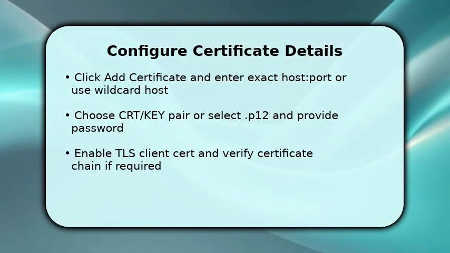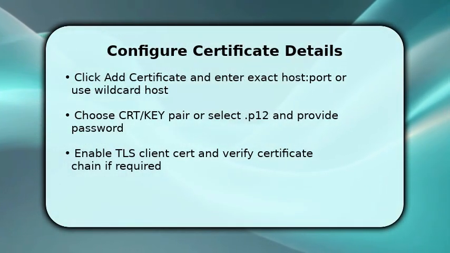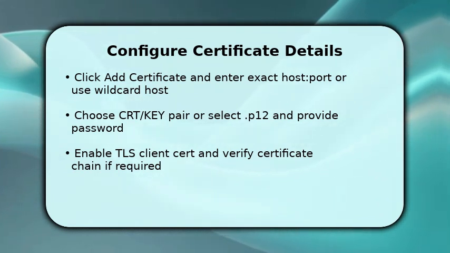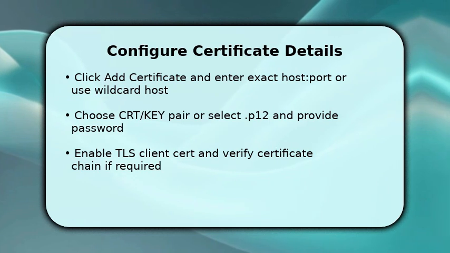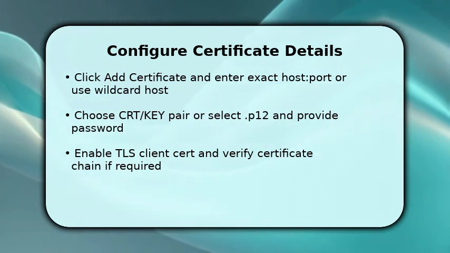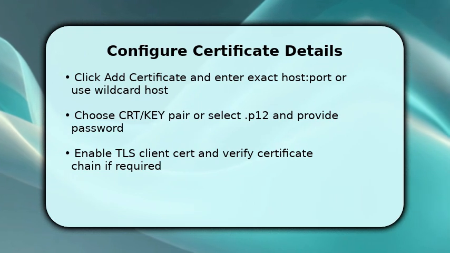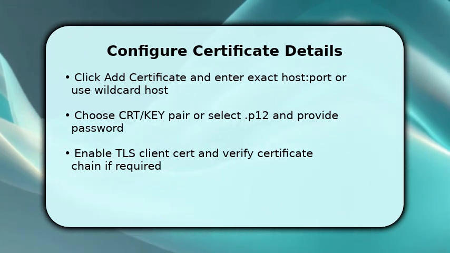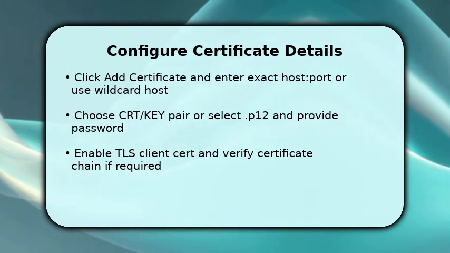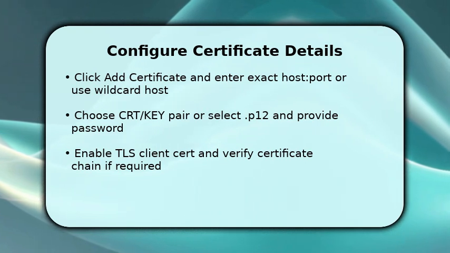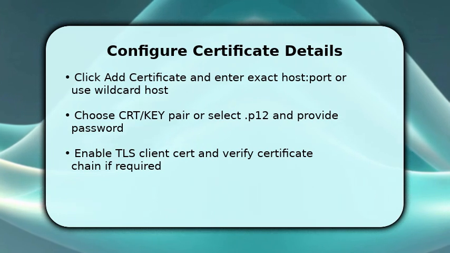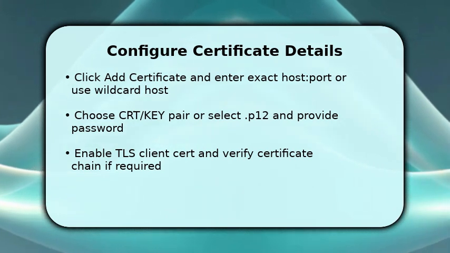In the Certificates pane, click Add Certificate and enter the host and port exactly. Postman matches the origin string. Then choose whether to upload a P12 bundle or supply separate CRT and key files and enter the P12 password if needed. Make sure to toggle the checkbox to send the client certificate with requests to that host. Also set the option to trust or verify the server certificate chain as your environment requires. This controls whether Postman validates the server TLS certificate.